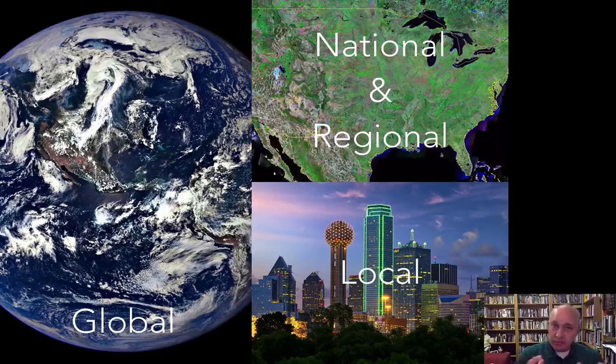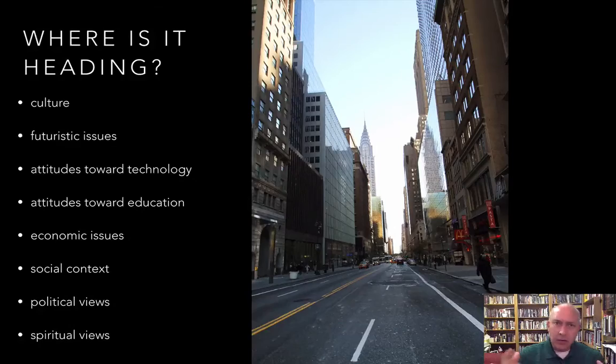So once you understand those things of who's in the local community, you see the city skyline of Dallas down here in the corner. You could insert your own skyline. But you also want to understand what's happening regionally, nationally, and even globally. Where are we heading as a culture? What are some of the futuristic trends? What are the attitudes towards technology, attitudes towards education, economic issues that the world is dealing with, social issues, political views, and most importantly, what are the spiritual views, again, in your community, but also in your region, in your nation, and what do you see as the spiritual views that are happening in the world?